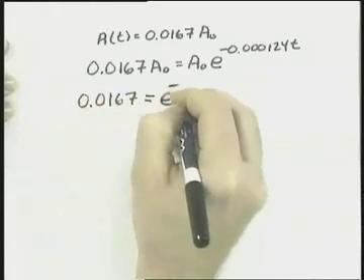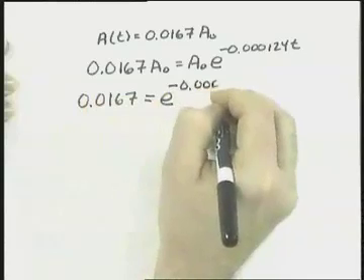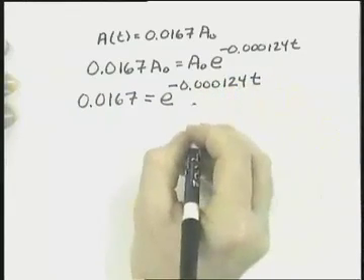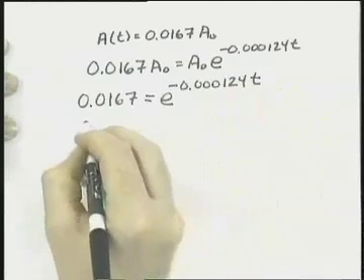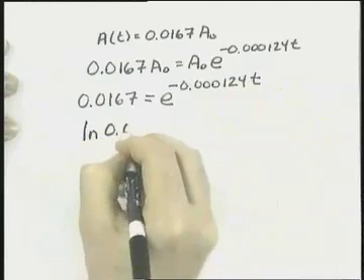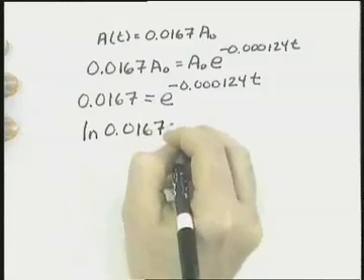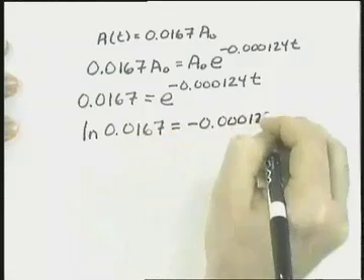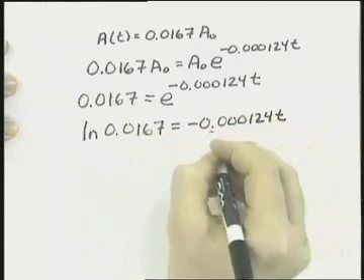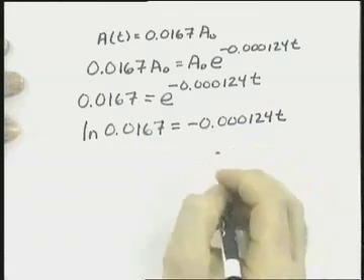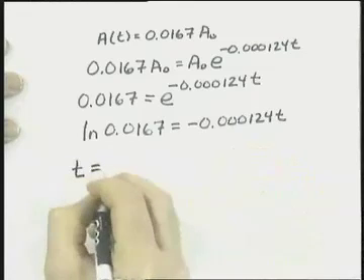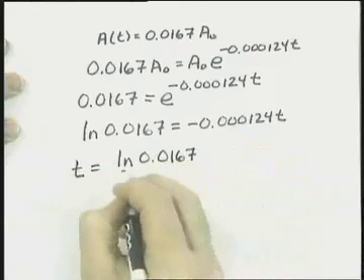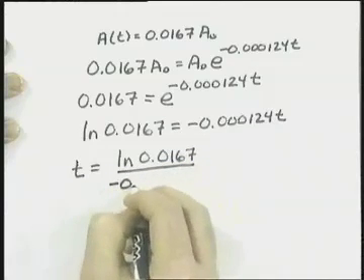equals e to the negative 0.000124t. Rewrite this as a log. We get the natural log of 0.0167 equals negative 0.000124t. Divide both sides by negative 0.000124, and we get that t equals the natural log of 0.0167 divided by negative 0.000124.